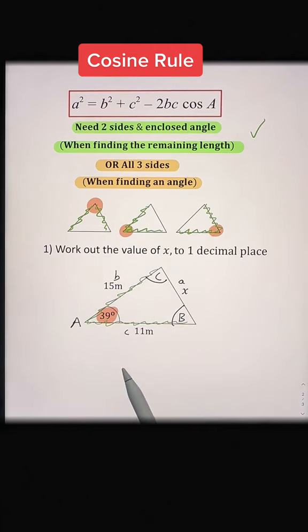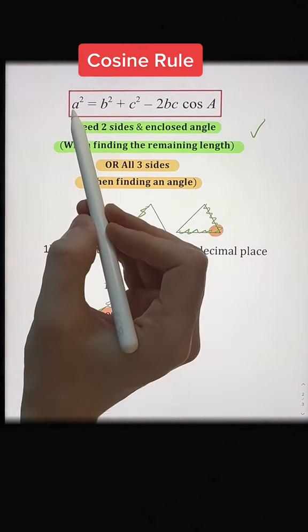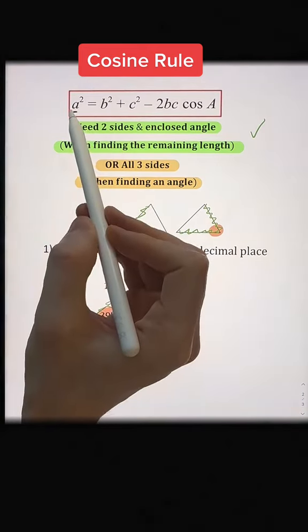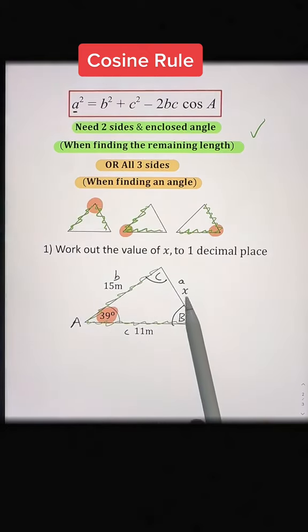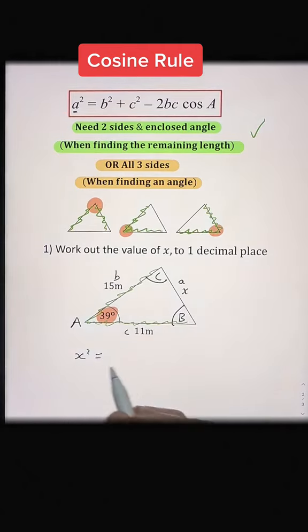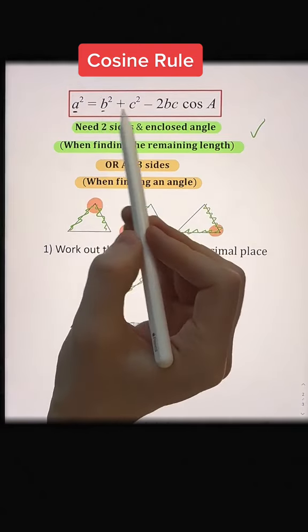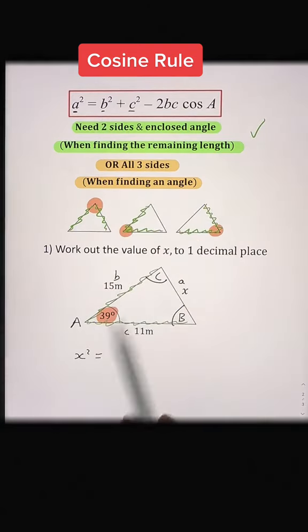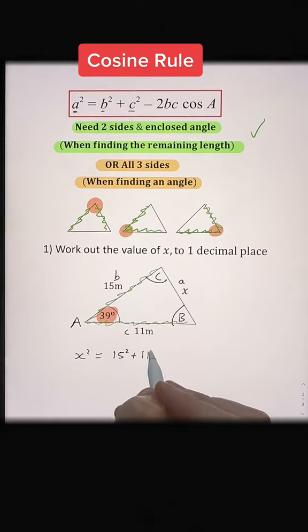Now that I've labelled my triangle, I can substitute into my cosine rule. On the left-hand side, here I want a squared. Well, a is always the length I'm finding, which in this case is x. So on the left-hand side, as I have a squared, I'm going to have x squared. That's going to equal, on the right-hand side, b squared plus c squared. Well, b for me is 15, so it's going to be 15 squared. C for me is 11, so plus 11 squared.